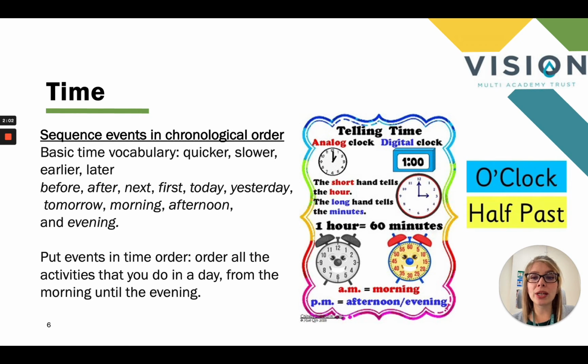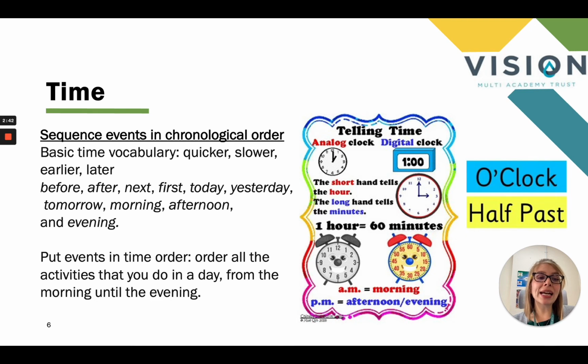Now in Year 1, we're looking at time. We want to be looking at sequencing events in chronological order, so in the order that it happened. We want to be using basic time vocabulary such as quicker, slower, earlier, later, before, after, next, first, today, yesterday, tomorrow, morning, afternoon and evening. So for example, things that you would be using in a piece of writing, you'd be using in maths lessons as well. So we also will be putting events in time order. For example, ordering all the activities that you do in a day from the morning to the evening. We can start off with things like getting up, brushing our teeth, getting dressed, things like that.